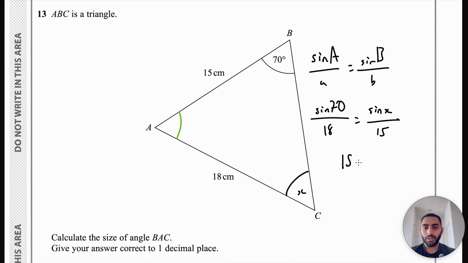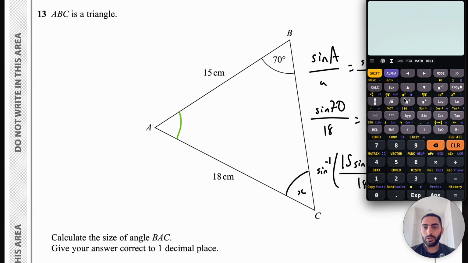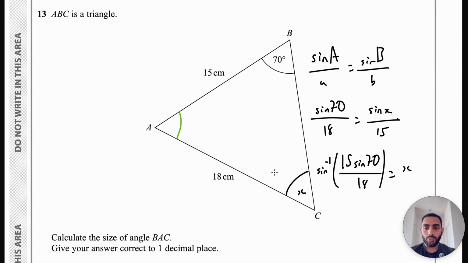So 15 sine 70 over 18 is equal to, I've got sine of X left, and I want to move this sine over to the other side. So I've got the inverse sine on this side, and all of that will be in brackets, is equal to X. Just need to type all of this in, and I get my value for my angle. So the inverse sine, and then I need my fraction button, 15 sine 70 over 18, that's 51.543.